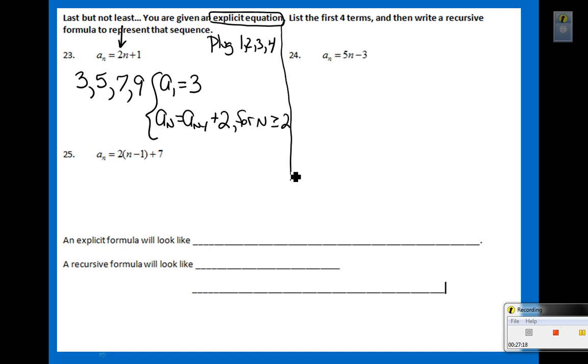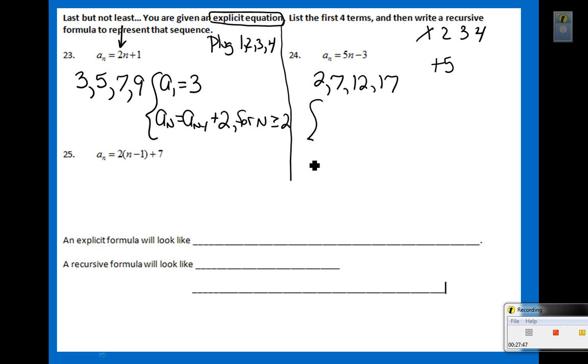Here's my number 24. We're going to plug in 1, 2, 3, 4. When I plug in a 1, 5 times 1 is 5, minus 3 is 2. When I plug in a 2, 2 times 5 is 10, 10 minus 3 is 7. And then I get a 12 and a 17. So notice what they're doing? They're adding by 5 each time.